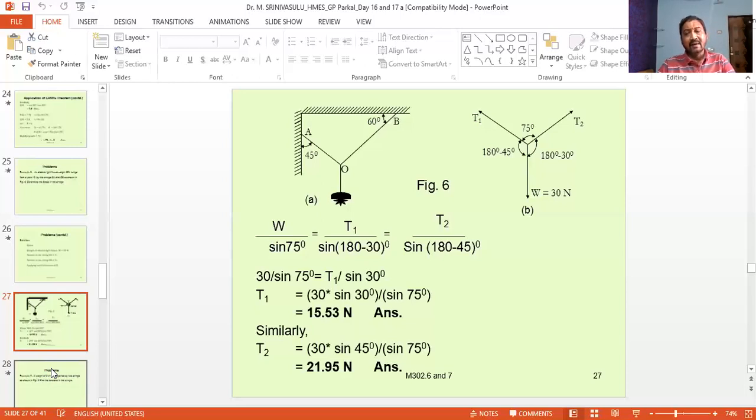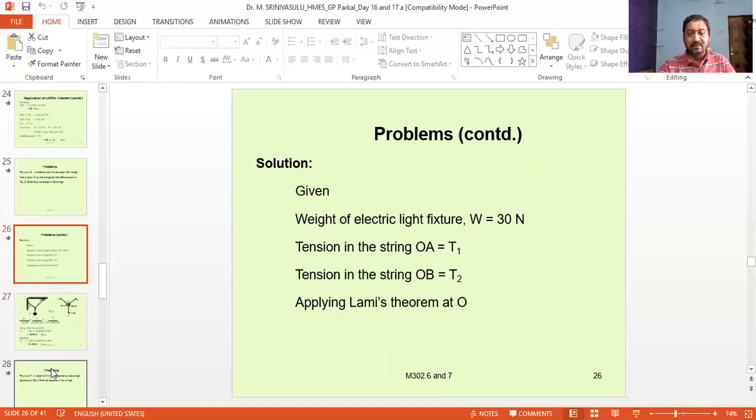Now we know the angles. The angle between T1 and T2 is equal to 75 degrees, the angle between T1 and W is equal to 180 minus 45 degrees, and the angle between T2 and W is equal to 180 minus 30 degrees. Now we know one of the forces and the angles between the forces, so we can apply Lami's theorem to find the tensions T1 and T2.